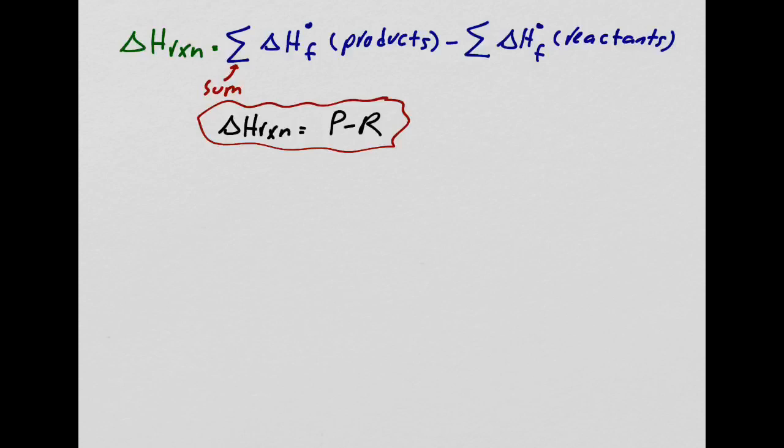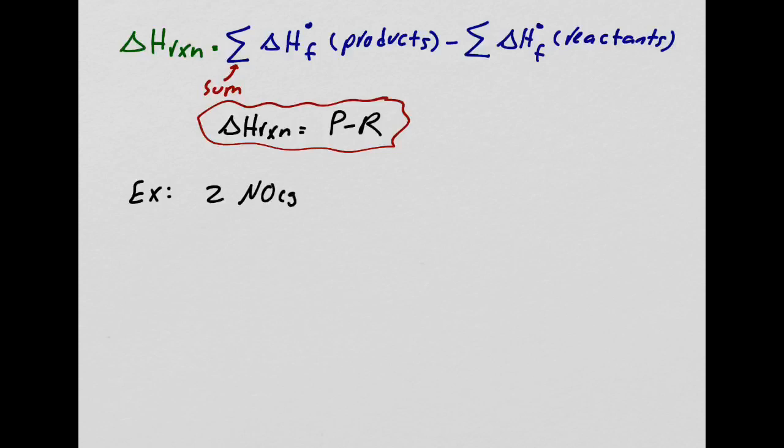Now, again, the delta H of the reaction is the net. I need energy to break bonds. I gain energy to make bonds. What is my net profit? Now, let's do a practice problem to make sure you understand how to calculate this.